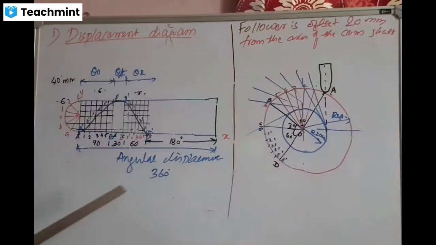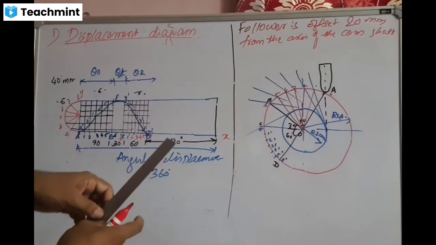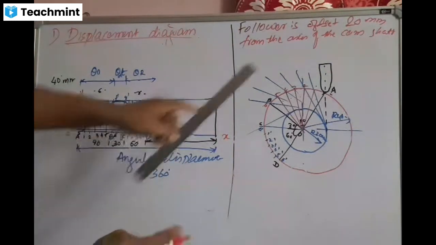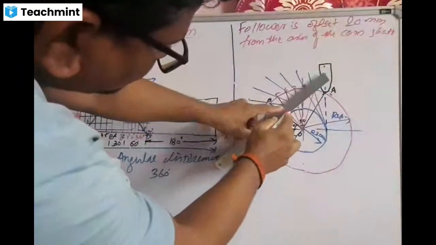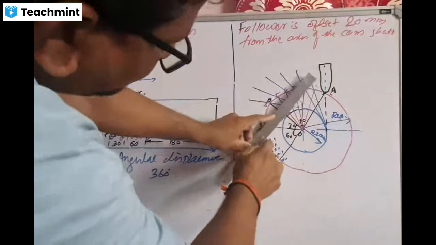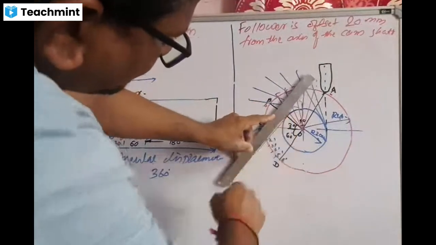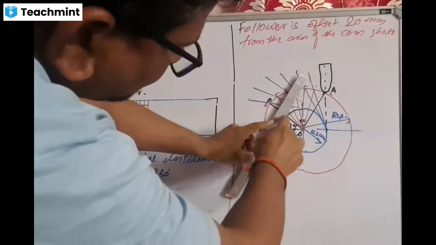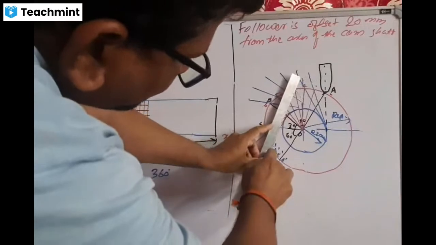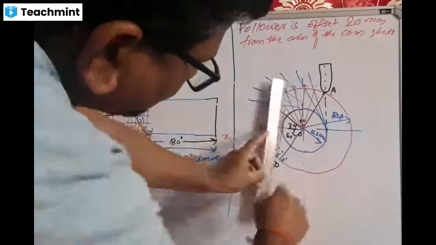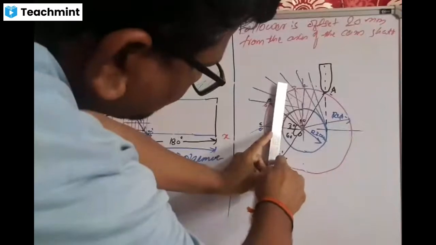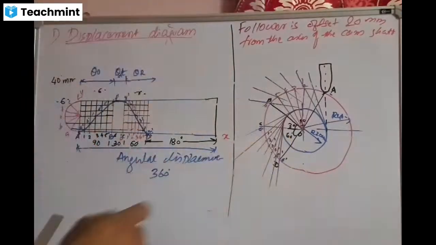Those lines which are going to pass through the points 1 dash, 2 dash, 3 dash, 4 dash should be tangential to the offset circle. Right?